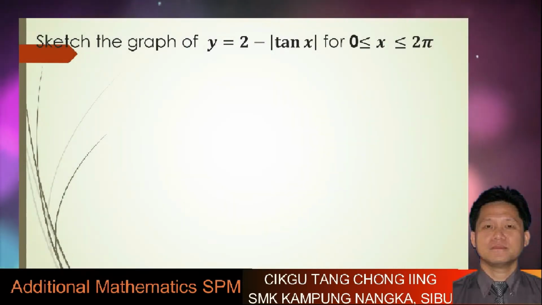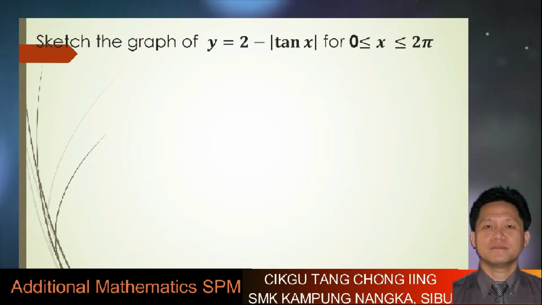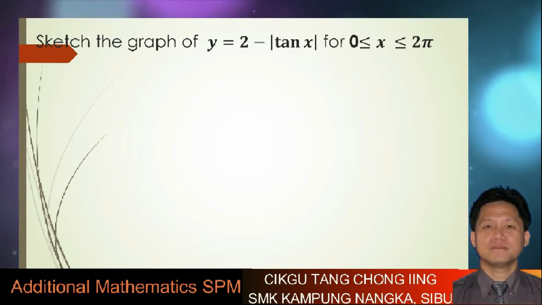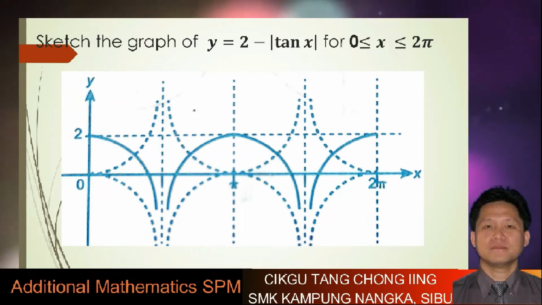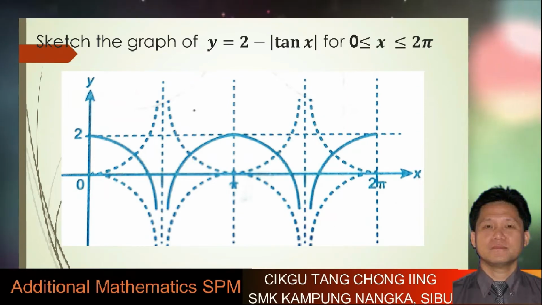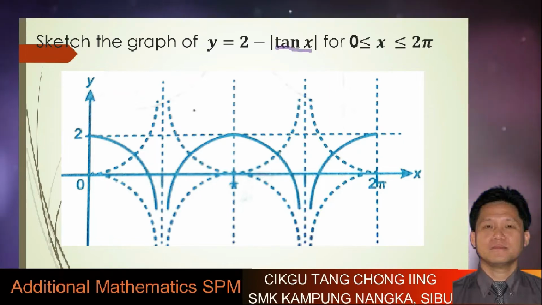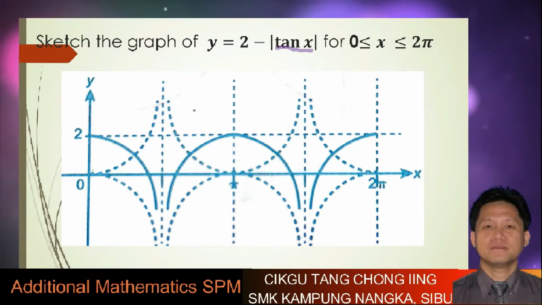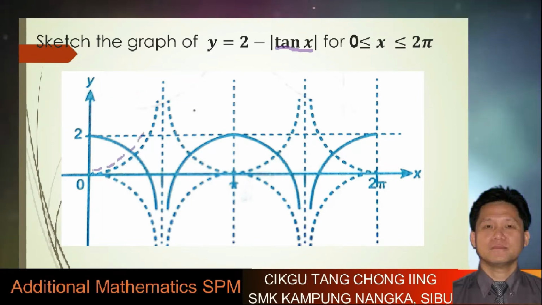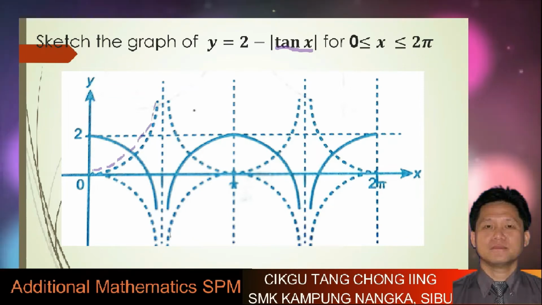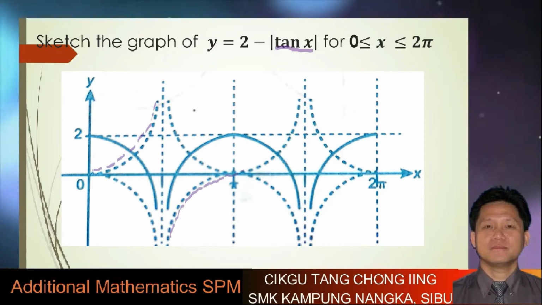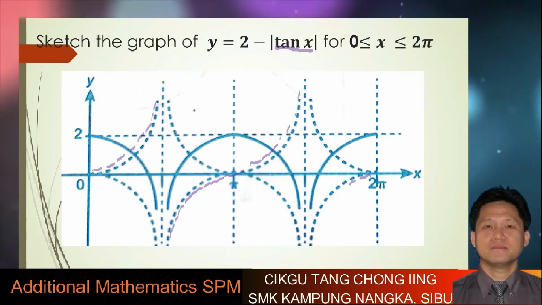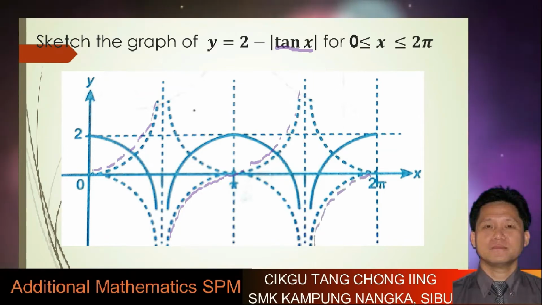Alright, let's look at another example. Sketch the graph of y equals 2 minus the modulus of tangent x for x between 0 and 2 pi. So first of all, we look at tangent x. Alright, tangent x. So for tangent x, the graph will be here, going up. Alright, so down here, continue to the third quadrant up here, and another one is for the fourth quadrant, it is down here.